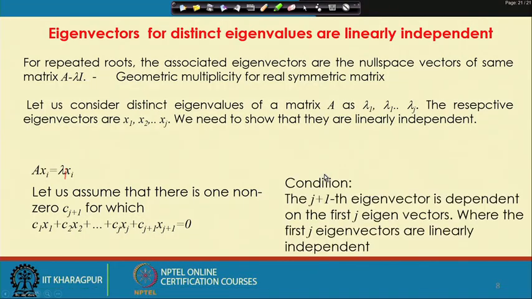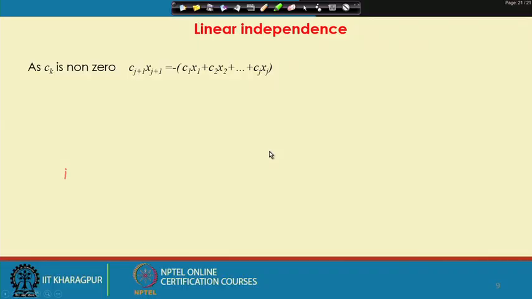This is an assumption we are making, and on top of that we are also posing the condition that the j plus 1th eigenvector is dependent on the first j eigenvectors, where the first j eigenvectors are linearly independent. I assume that the first few eigenvectors are linearly independent, and there is one eigenvector which is linearly dependent on them. How can we start that? We can take the first eigenvector, which is a single eigenvector, and assume another, the eigenvector 2, is linearly dependent on it, and we will see whether these things satisfy the condition that one eigenvector can be dependent on others while a few are linearly independent.